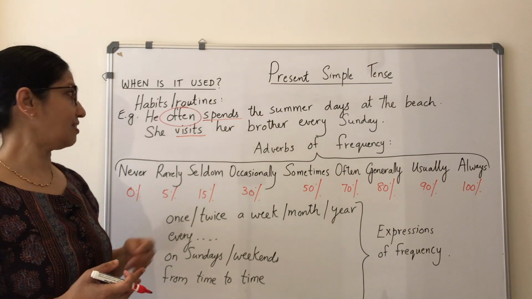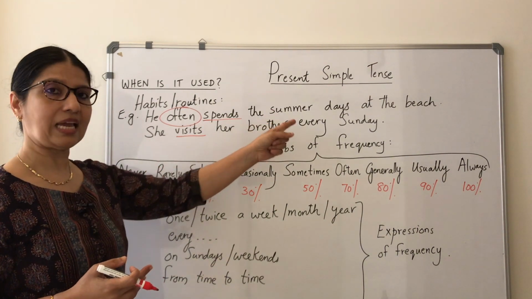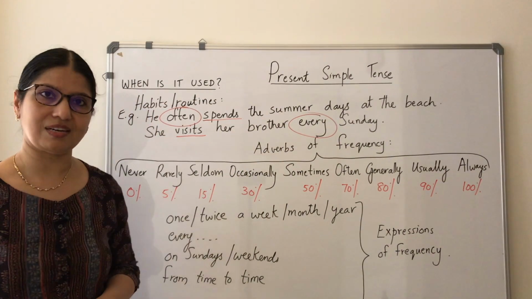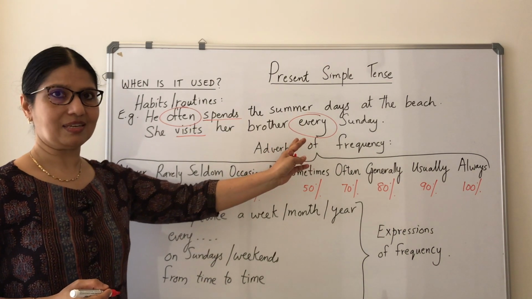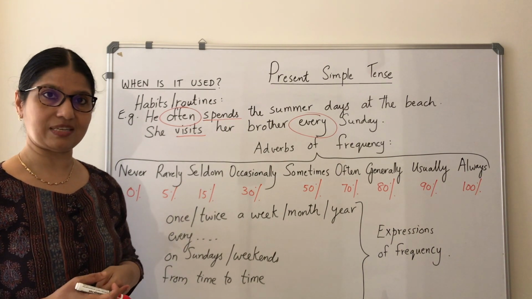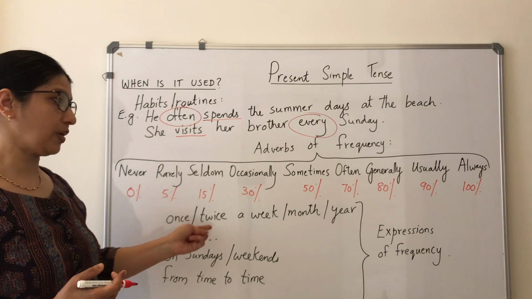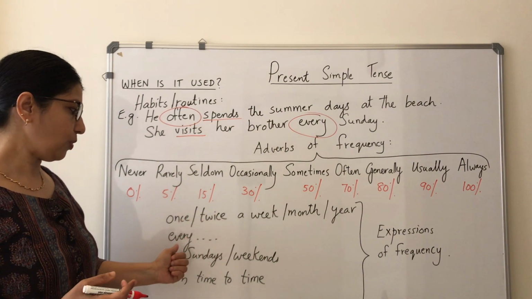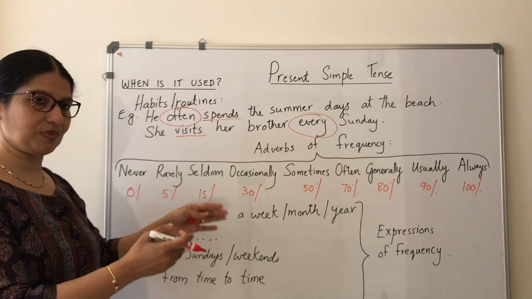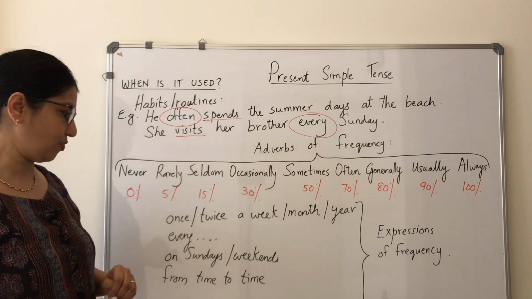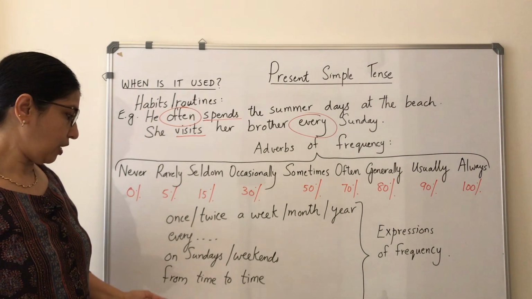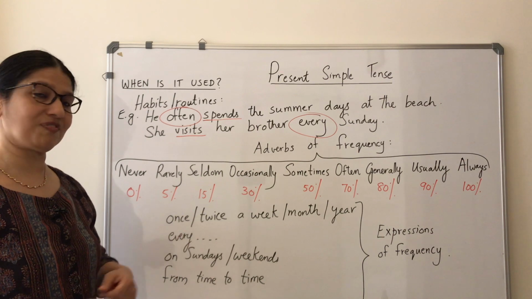Now let's read a second sentence. She visits her brother every Sunday. You might have noticed this phrase here, every Sunday. This is not an adverb of frequency, but an expression of frequency. We have other expressions of frequency in our language, like once or twice a week or month or year. You have every summer holiday or every year. So when this word every appears with another word, we have an expression of frequency. You have on Sundays or on weekends or on Fridays. You have from time to time. This is another expression of frequency.